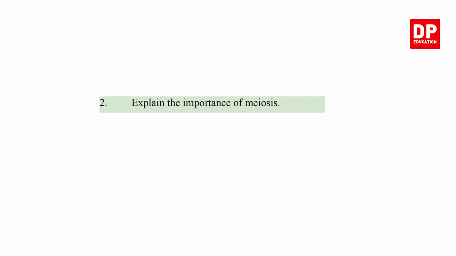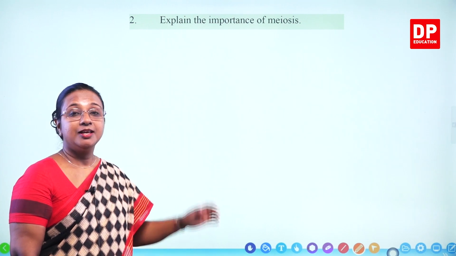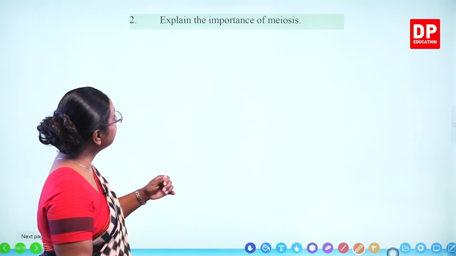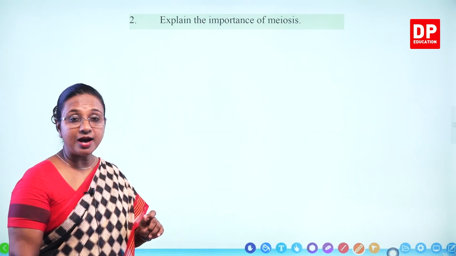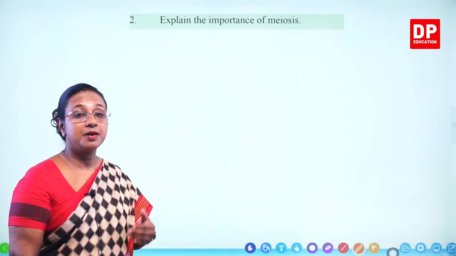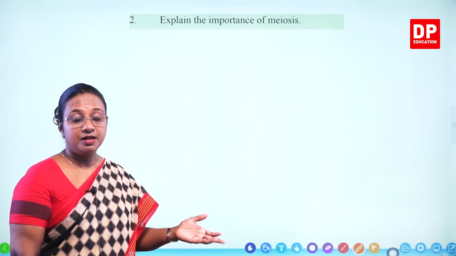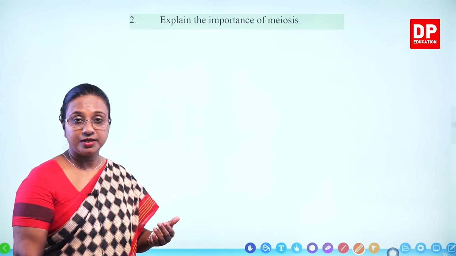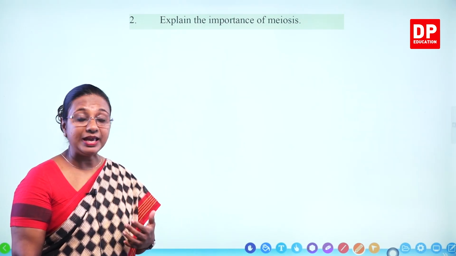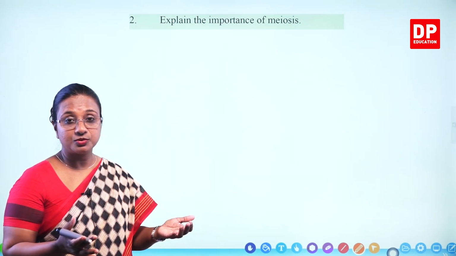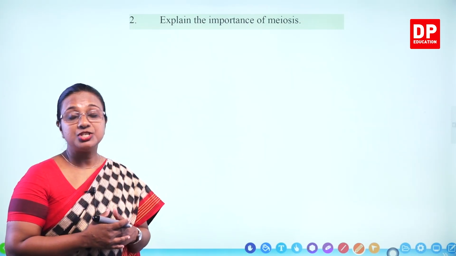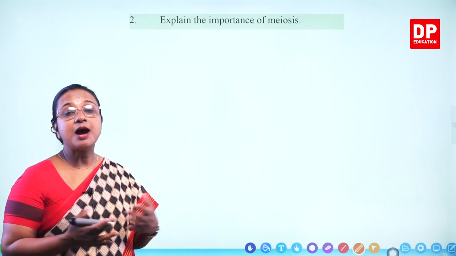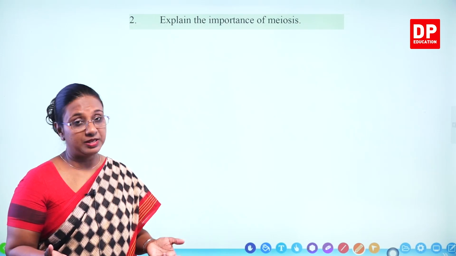Explain the importance of meiosis. We have discussed both the types of cell division, and in that meiosis is where the number of chromosomes become half. The mother cell is diploid and the daughter cells are haploid, and this helps to maintain the number of chromosomes from generation to generation in a species, or to maintain the number of chromosomes of a species.